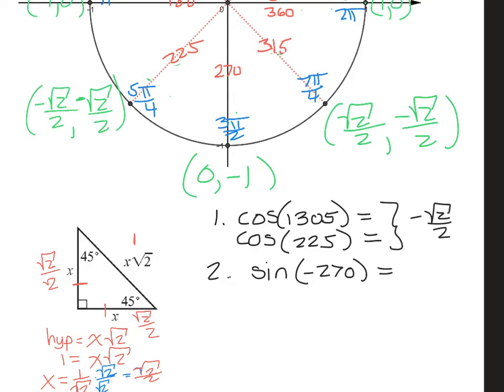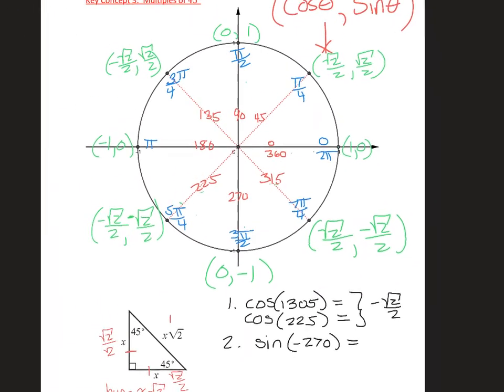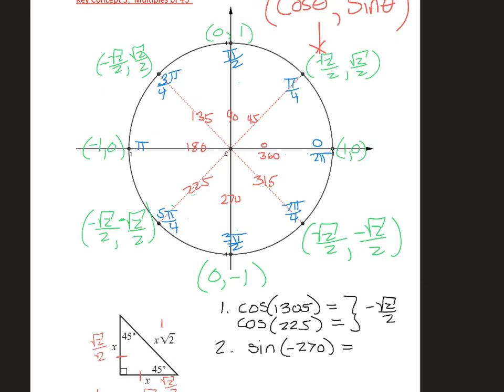If we are going around the circle with a negative angle, that means we're going clockwise. So instead of starting here at the positive x-axis and going counterclockwise, we're actually going to go in this direction. So negative 270 degrees is the same thing as positive 90 degrees. And sine is the y value. And so the sine of negative 270 or the sine of 90 is going to be 1.